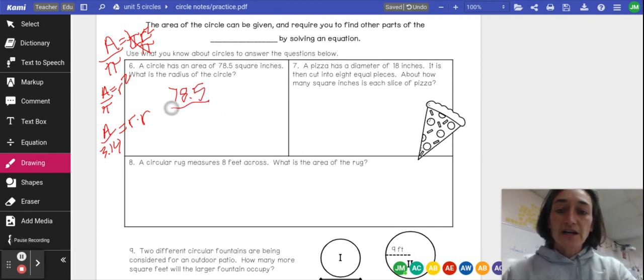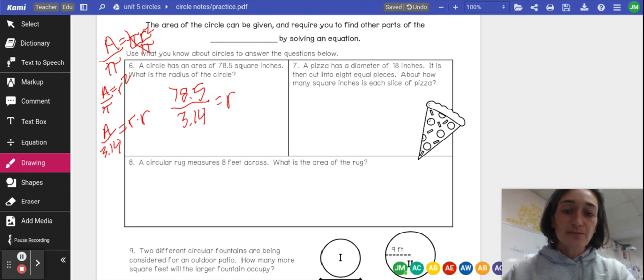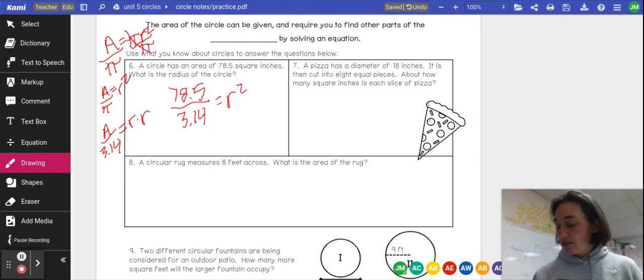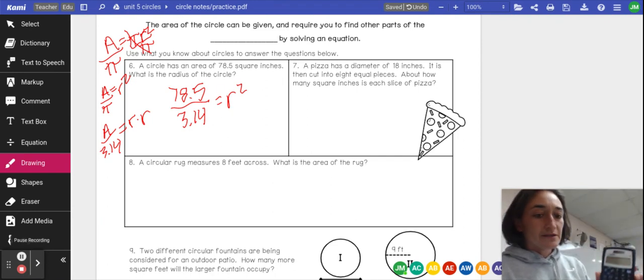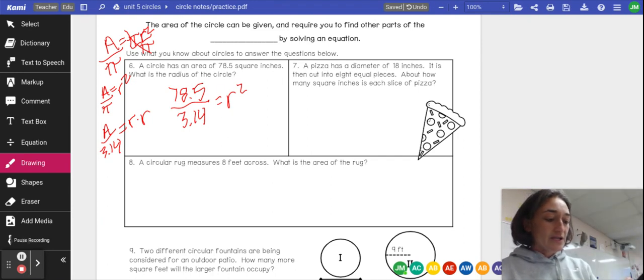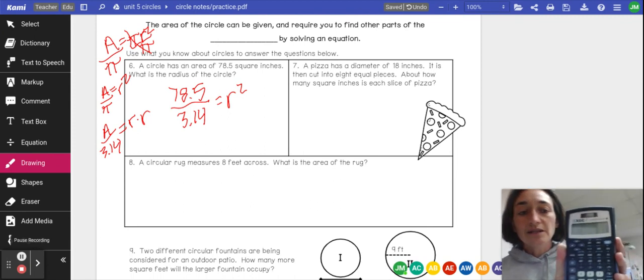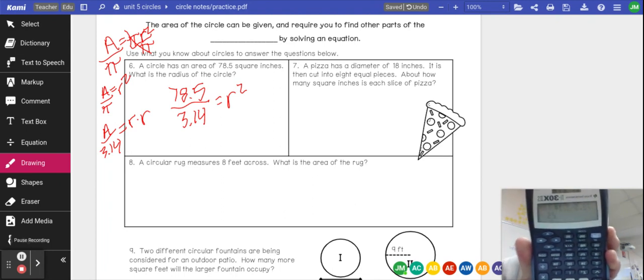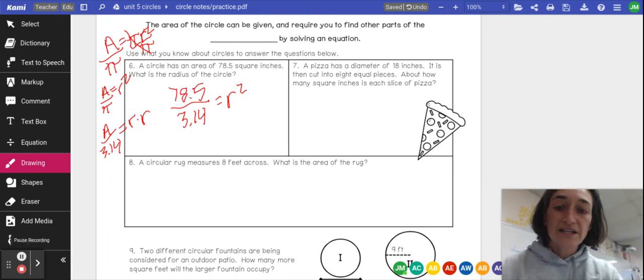78.5 divided by pi, which is 3.14. And that's going to give me the radius squared. Now, if I'm using my calculator and I type in 78.5 divided by 3.14, it gives me the number 25. So my radius squared is equal to 25.